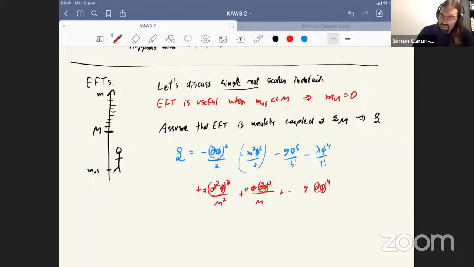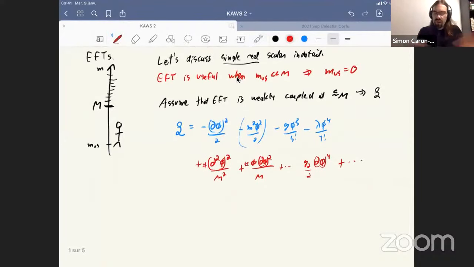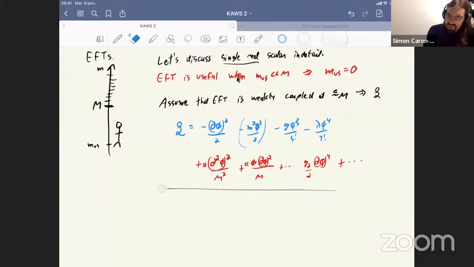A whole bunch of things like this. So here I've done nothing deep. I've just started writing down the most general thing I can write down. And if you start writing this, very quickly you realize something. Or if you try to compute observables from that, the important thing to ask yourself at some point is what are we actually measuring?